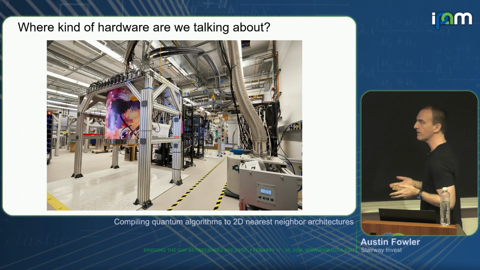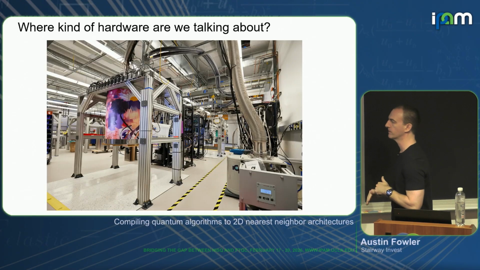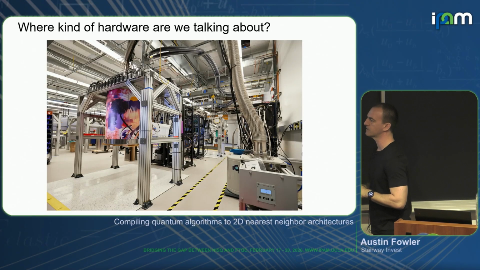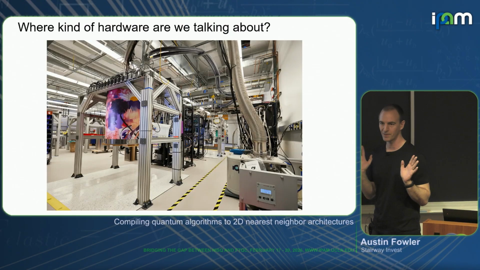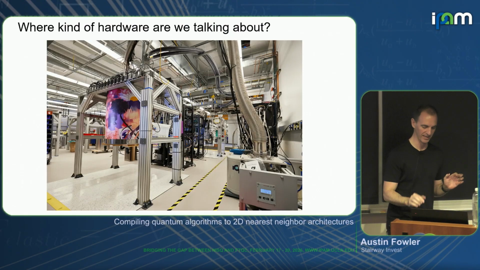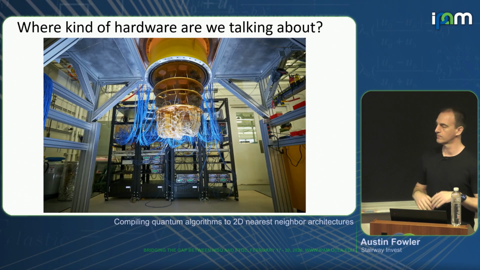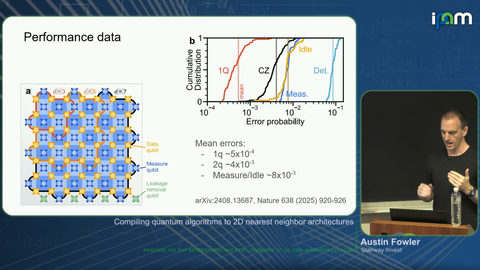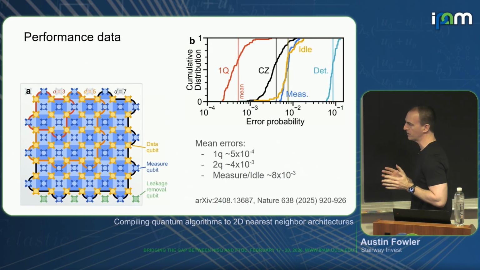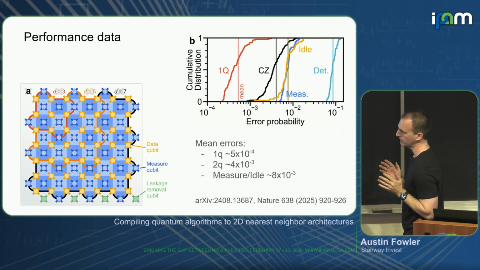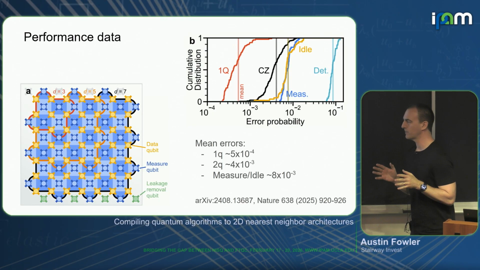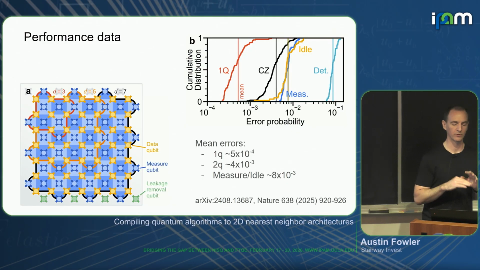The kinds of hardware I care about are all 2D nearest neighbor. I worked for Google for over 10 years. That's all they build. That's where my background is. That's what we'll talk about today. This means things that have only nearest neighbor interactions, four-way specifically, with typical error rates around the 10 to the minus 3 level.